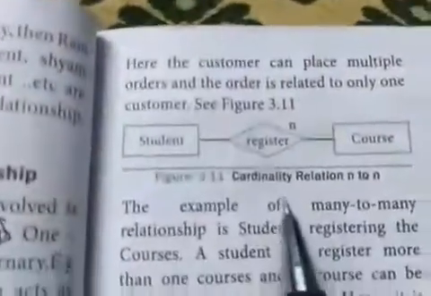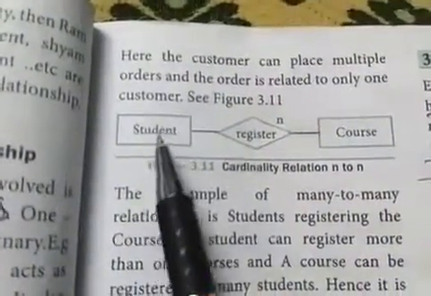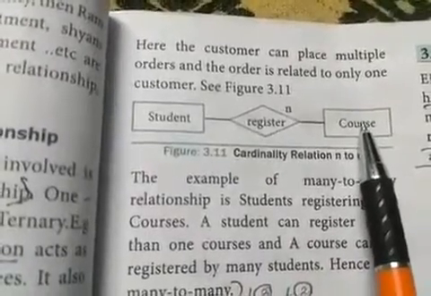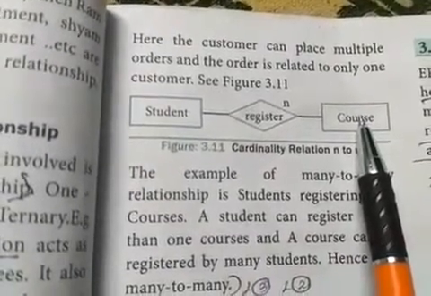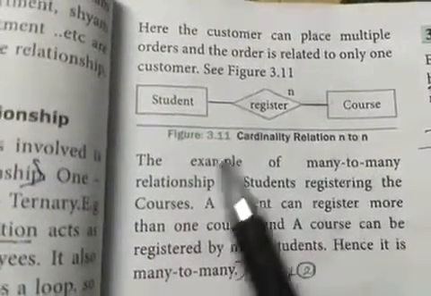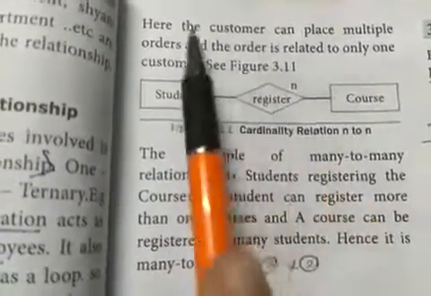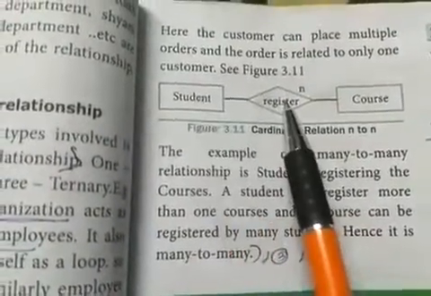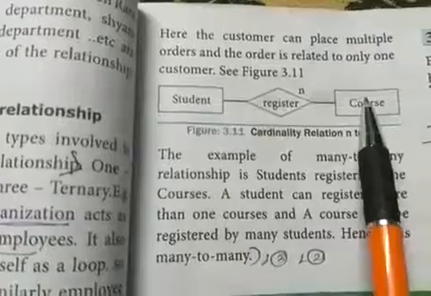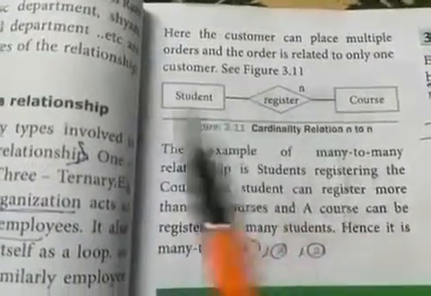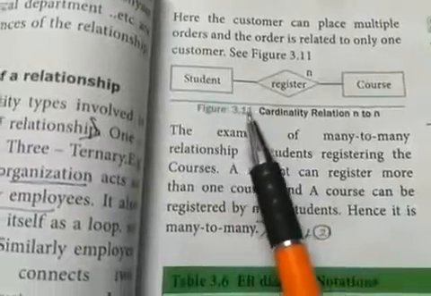Then next we are going to see an example for many-to-many cardinality relationship. That is, a student can register for a number of courses, and a number of courses, for example MBA, can be studied by many students. MCA can be studied by many students. MCOM can be studied by many students. So that is what is represented here. Many students can register in the same course, and a course can be registered by many students. So it is considered a many-to-many relationship cardinality.